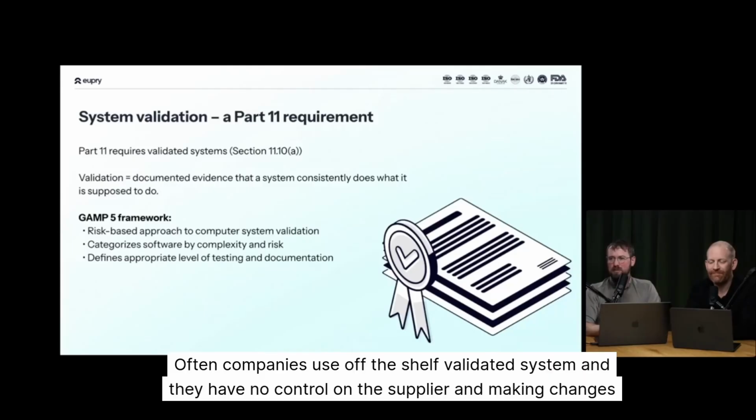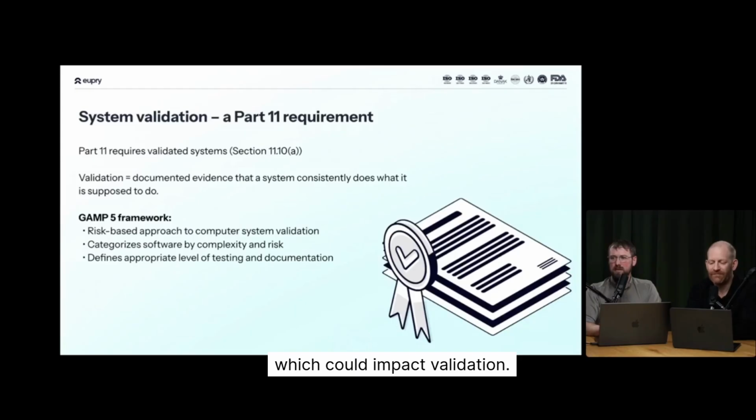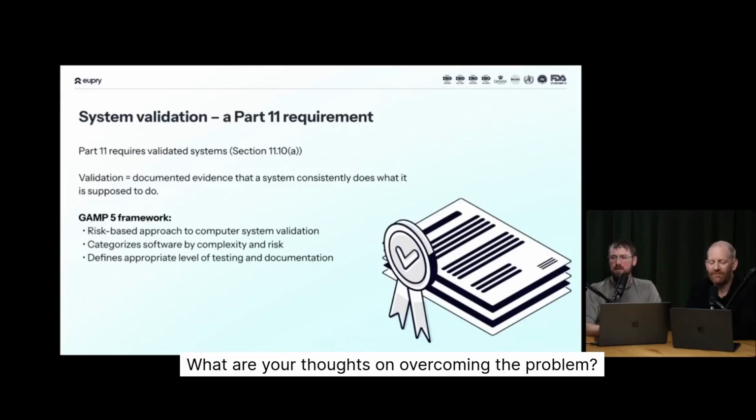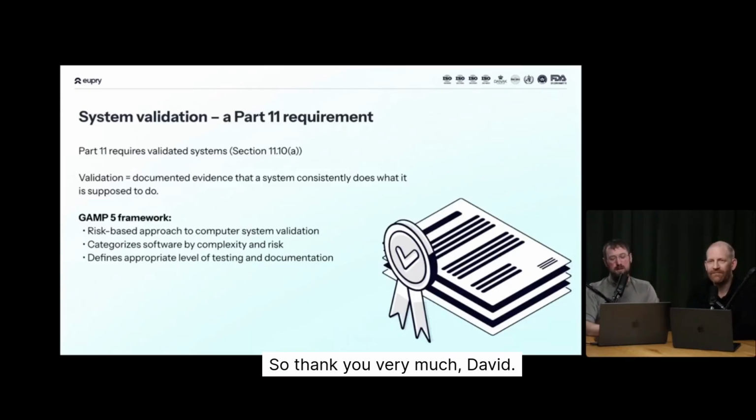Often companies use off-the-shelf validated systems and they have no control over the supplier making changes which could impact validation without notifying the user. What are your thoughts on overcoming the problem? So thank you very much, David. You always have some great questions as well.